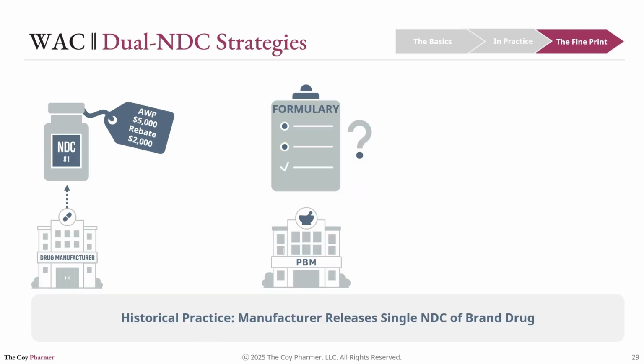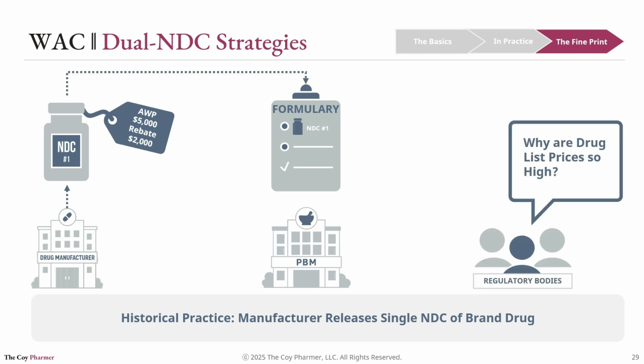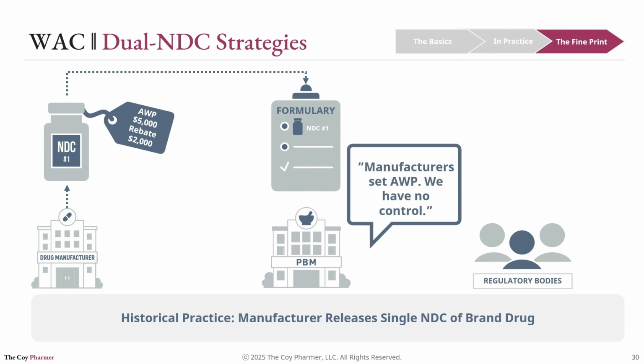So in these first two examples, we're talking about an individual NDC where the WAC goes up or the WAC suddenly goes down. But there's a little bit of a new strategy that's emerged over the last few years, especially in specialty drugs, where the manufacturers are employing a different strategy. So initially, the manufacturers, again, would release one NDC. The PBM would have that one NDC on formulary, and the regulatory bodies would ask, why are drug list prices so high? In this case, the PBMs can easily respond, manufacturers set AWP and WAC, we have no control.